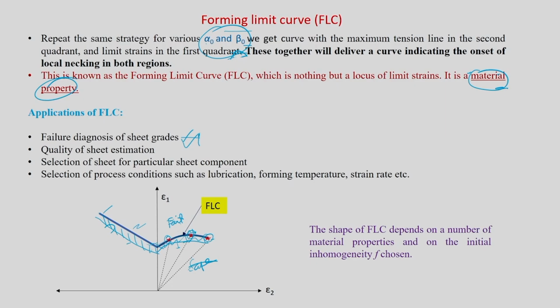That's the main thing. Okay. So maybe a material is good in terms of corrosion, but in terms of forming limit, whether it's good or not, we do not know. So that can be estimated. And you can select a particular sheet grade for a particular component.